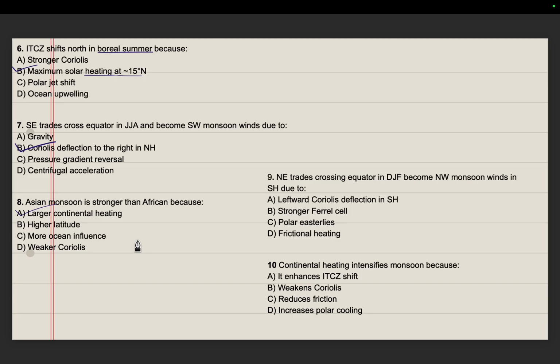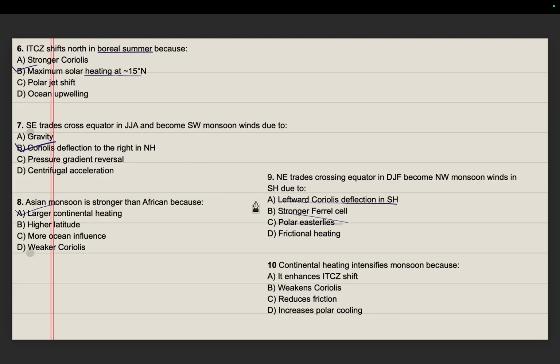Question 9. The northeastern trade wind crossing the equator in December, January, February, when there is a boreal winter, becomes the northwestern monsoon wind in the southern hemisphere. This occurs due to what? Frictional heating, polar easterlies, strong viscosity, or the leftward Coriolis deflection in the southern hemisphere.